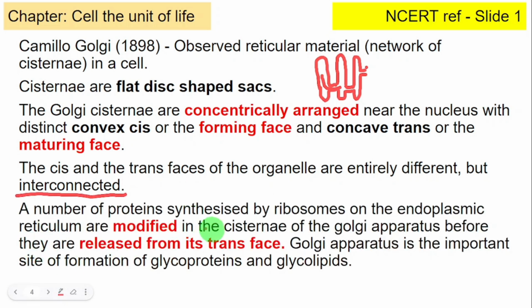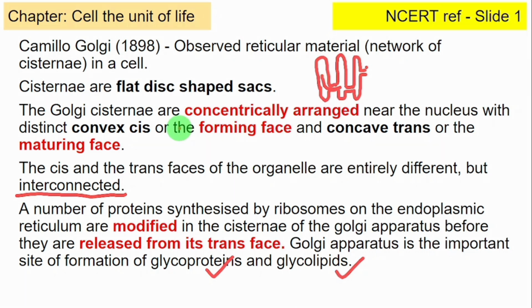A number of proteins synthesized by ribosomes on the endoplasmic reticulum are modified in the cisternae of Golgi apparatus before they are released from the trans phase. Golgi apparatus is an important site of formation of glycoproteins. So after glycosylation, the protein is called glycoprotein. And glycosylation of lipid is called glycolipid. So you will have to remember these two names as examples of biomolecules that are processed in Golgi.